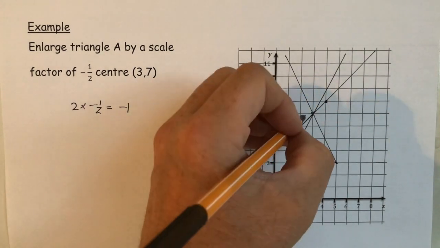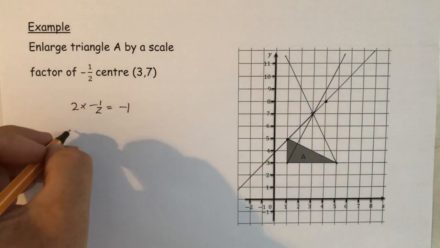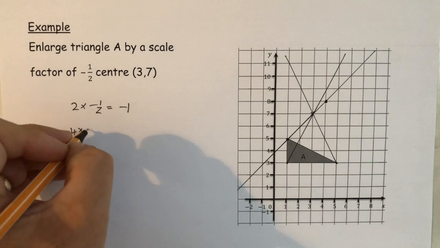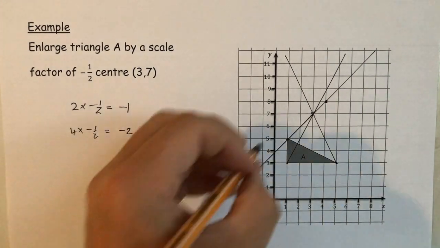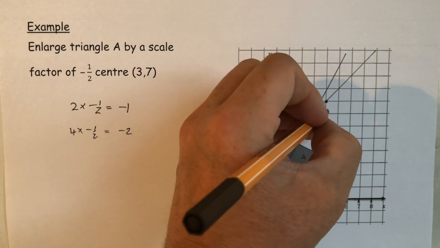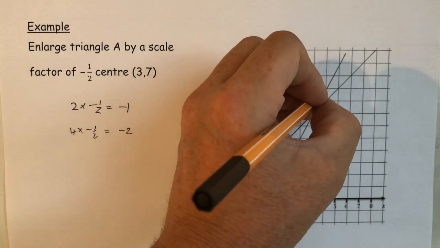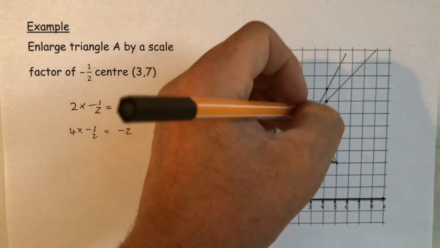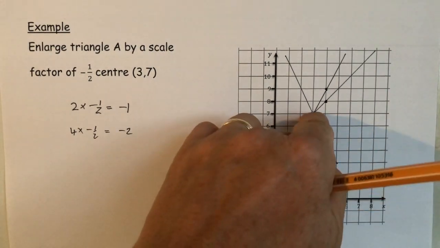Repeat this with this one. That one is also 2 across, but it is 4 down. Now if I times 4 by -1/2, I get -2. So basically, it does go 1 back like before, but instead of going 1 up, it goes 2 up. And you know if you're right, because it should lie on the ray line you draw. And it does. This one here is now here.